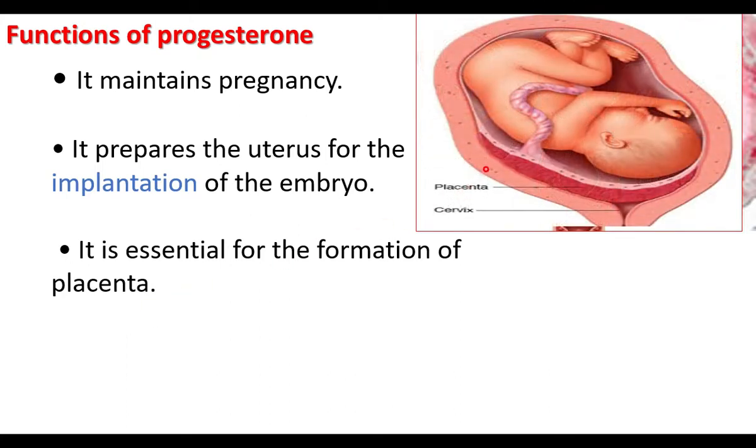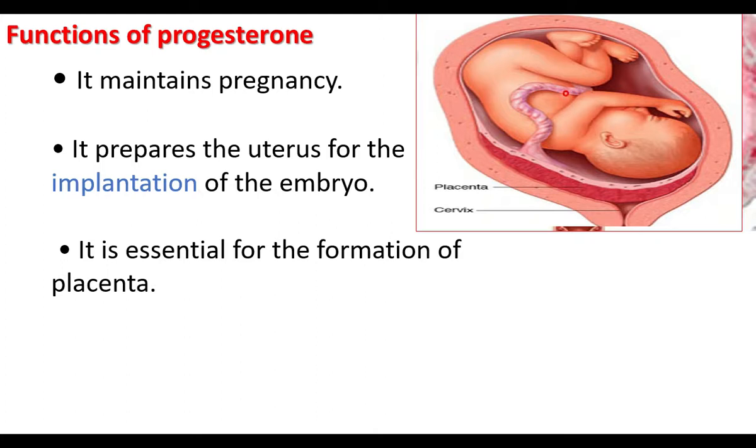This is the wall of the uterus. The outer part is the uterine wall, and this is the developing individual called the fetus. The mother's body is connected with the fetus by placenta. This is placenta, and this is umbilical cord. The placenta connects the mother's body and the fetus, and supplies nutrients and oxygen to the developing individual.